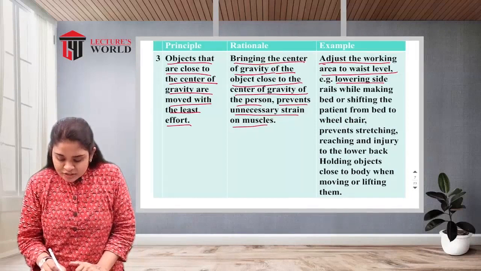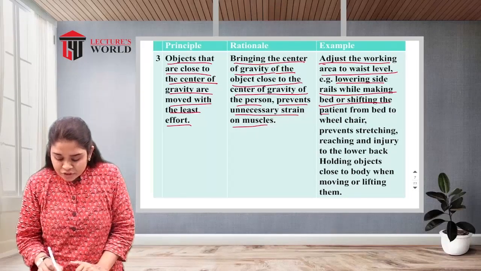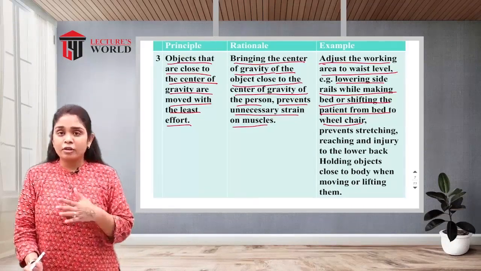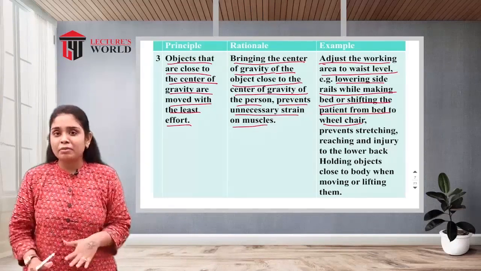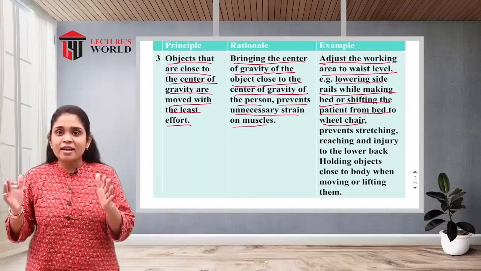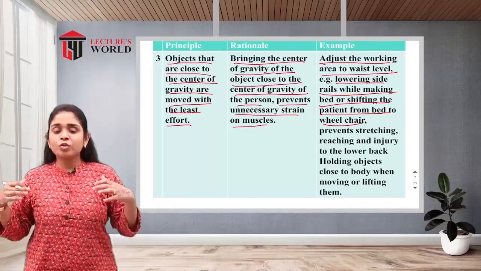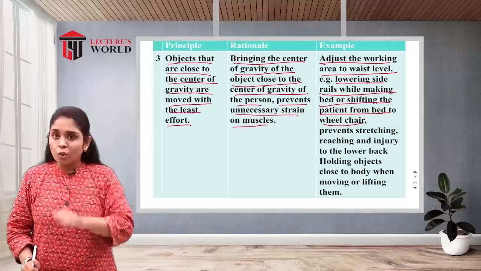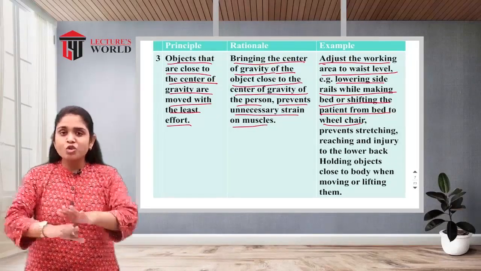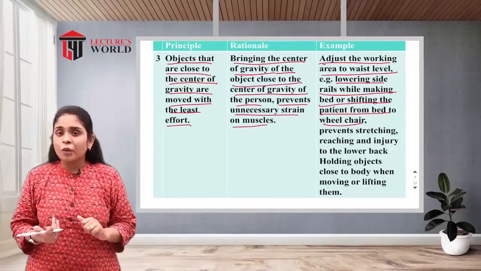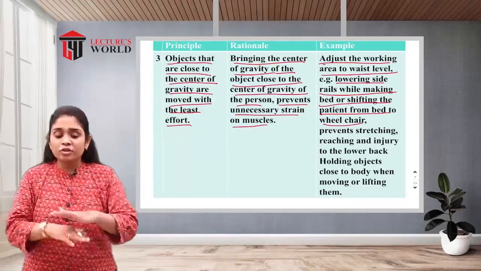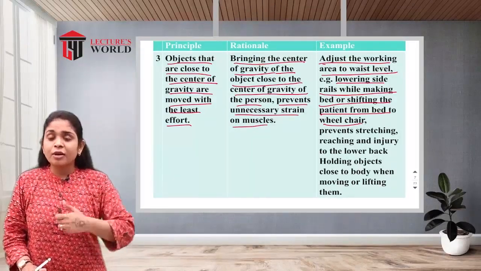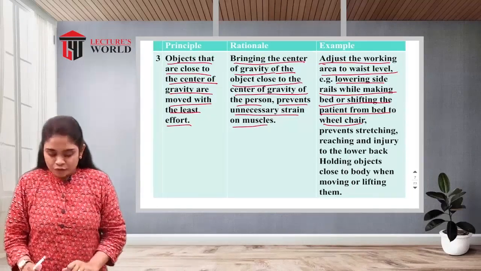Then, lower the side rails while making a bed or shifting the patient from bed to wheelchair. Okay, so if you are doing the bed making and the side rails are up, you have to lean more on the bed to do all the activities. But if the side rails are lowered, you can do all the activity very easily. Here you need not use extra effort to make the bed. If the side rails are up, of course you have to use extra effort for that.